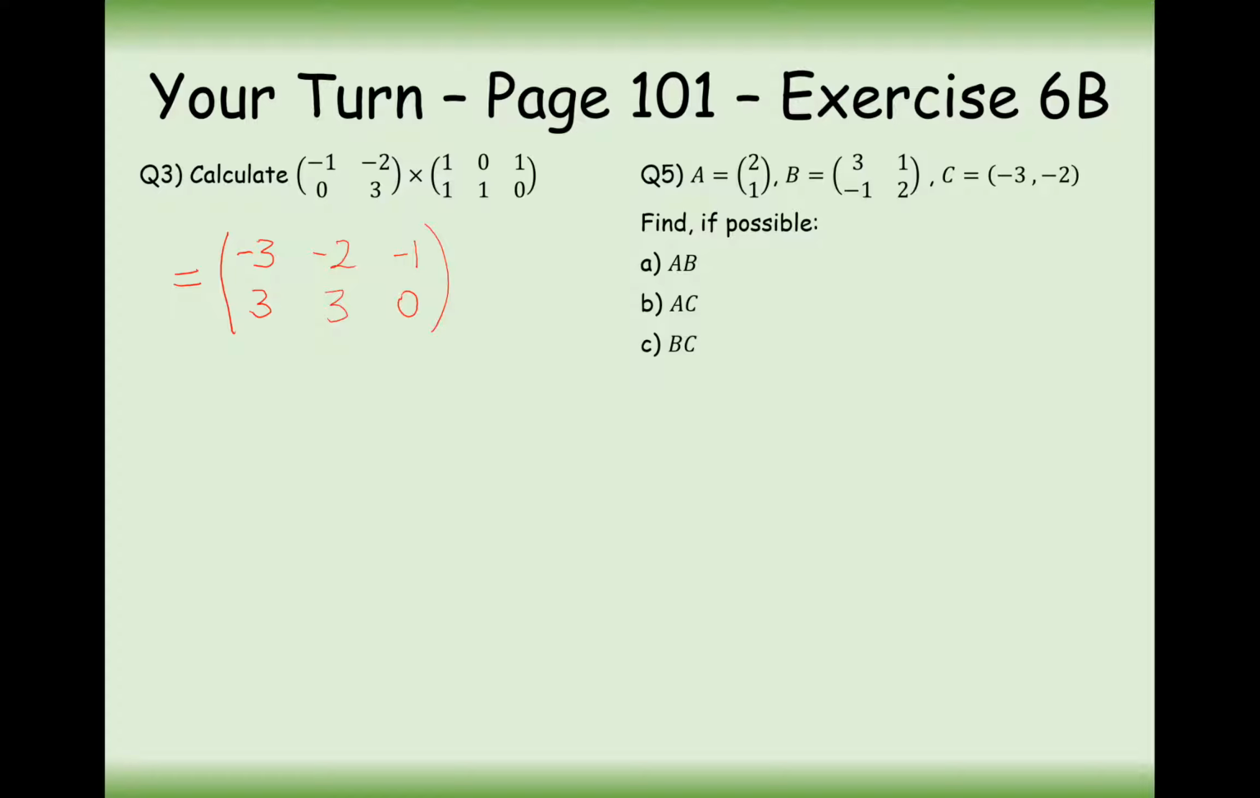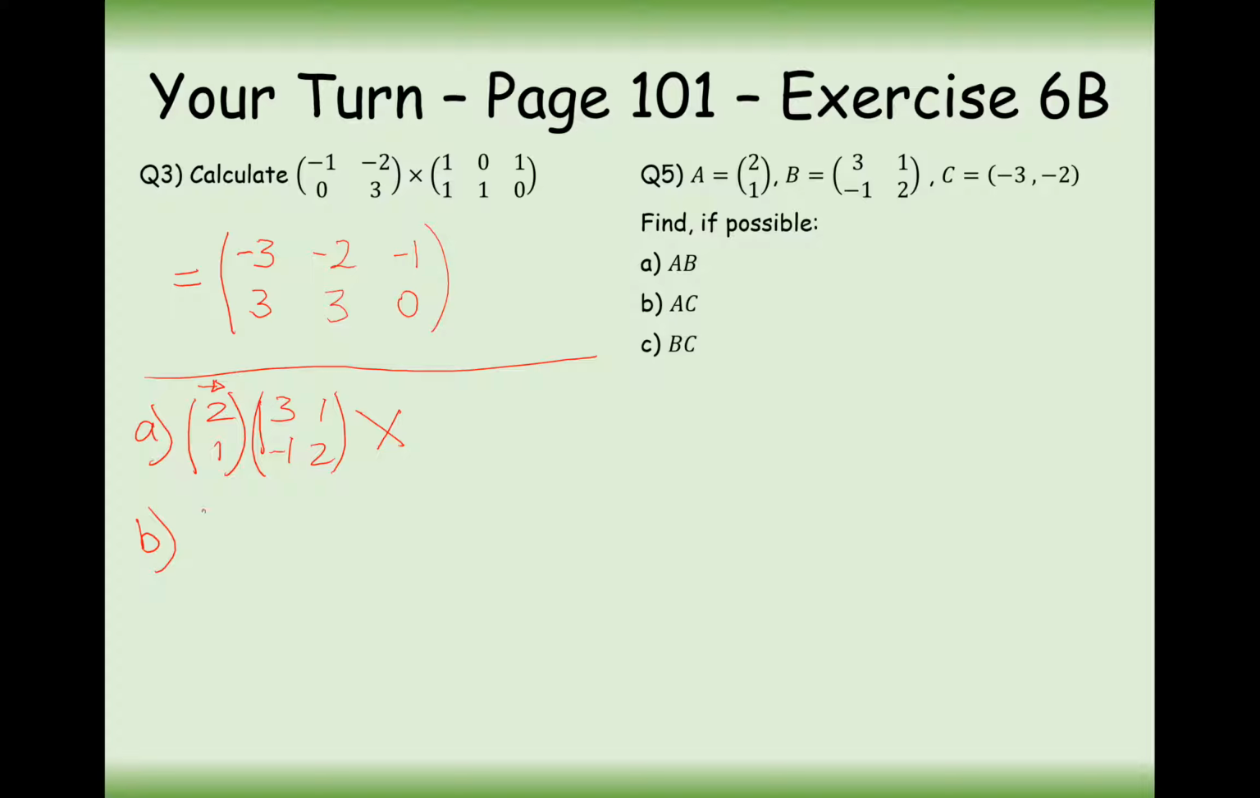So you don't have to do all the calculations down the page like we did in the video. You can do most of the calculation work in your head. Let's have a look now at part A of question 5 here. The question is to multiply 2, 1 by 3, 1, minus 1, 2. Now looking across in this matrix here, I can only go 1 across, but I'm going to be going 2 down. So I cannot multiply these two matrices together.